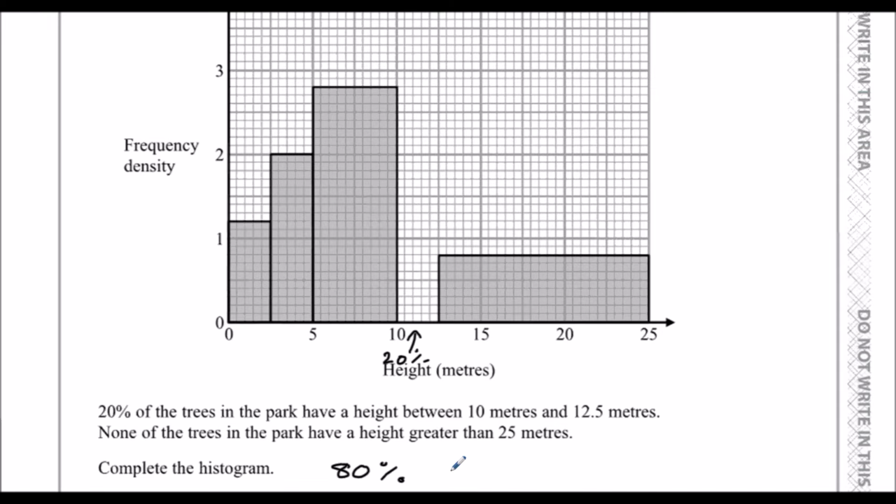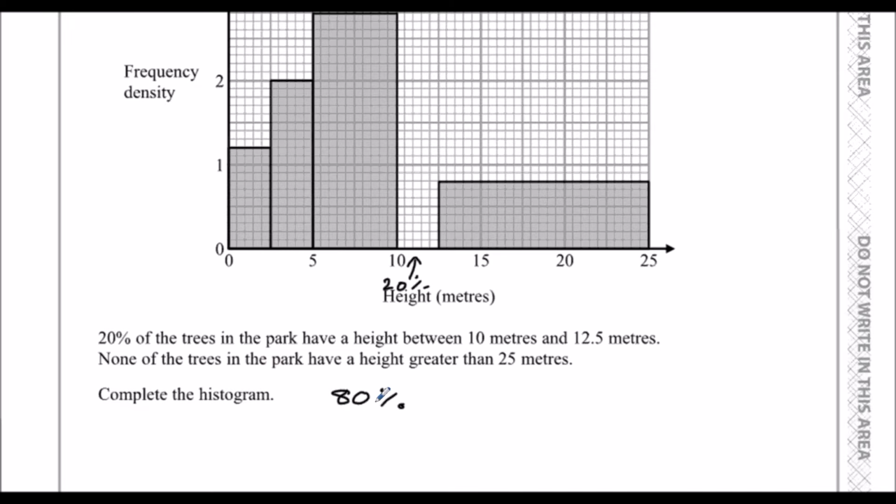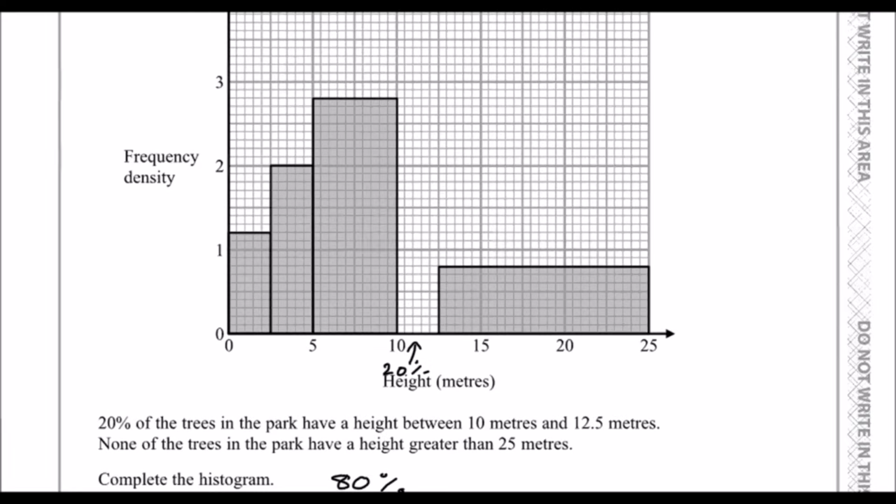In a histogram, when we're looking at the frequency, the number of trees, we're looking at the area of the bars. So if we work out the area of the 4 bars we've got, that'll be 80% of the area, and then divide it by 4 will give us 20%. So we'll know the area of the bar we need to draw.